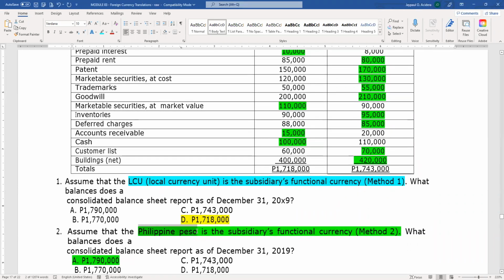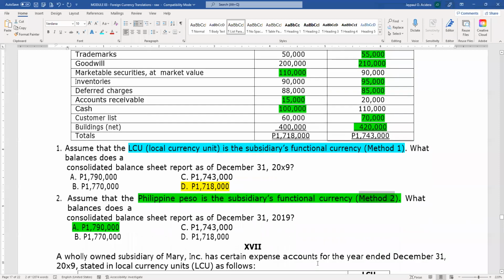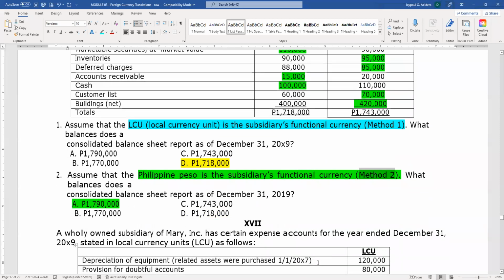Now, dito naman, Philippine peso is the subsidiary's functional currency. So that means sinusundan niya yung parent's currency. Okay, so that means we have to use the temporal or the measurement method. So we use method 2. Okay, so the answer here is 1,790,000.